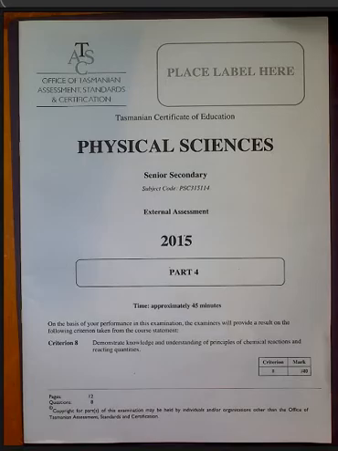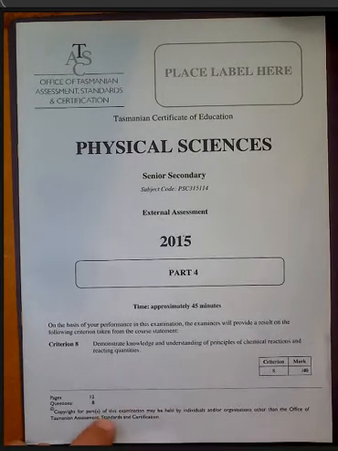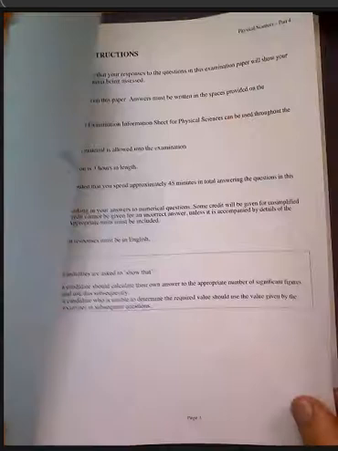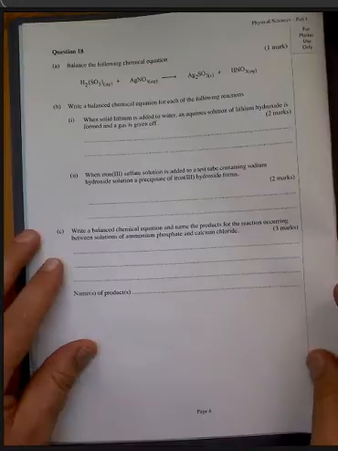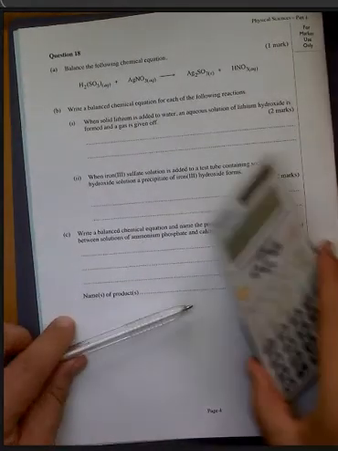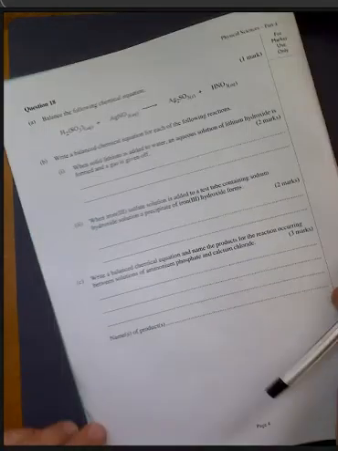This is the Physical Science paper for 2015, part 4, and we're looking at question 18. This will be criterion 8, so the second of the chemistry criterion. So let's turn it over to the start of question 18. Got everything we need: pen, calculator, information sheet, everything's good. So, balance the following chemical equation.